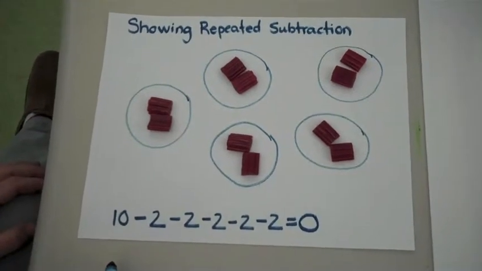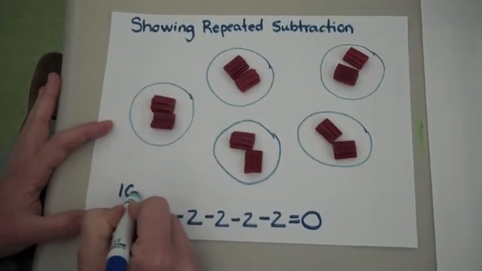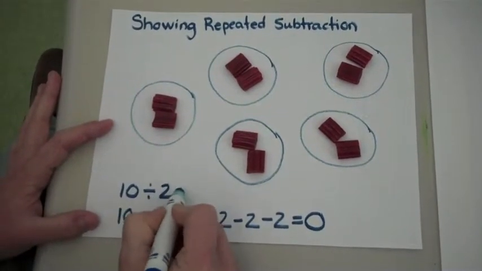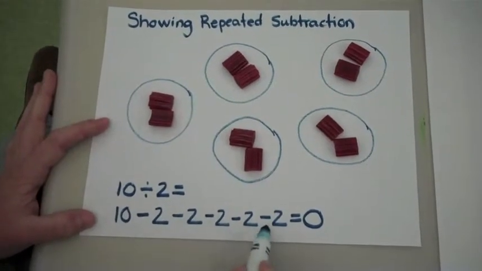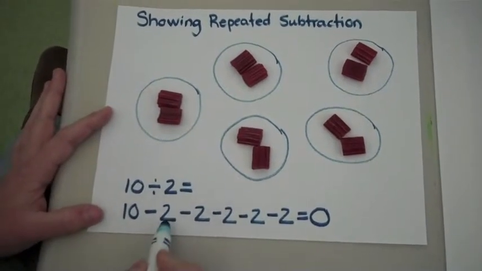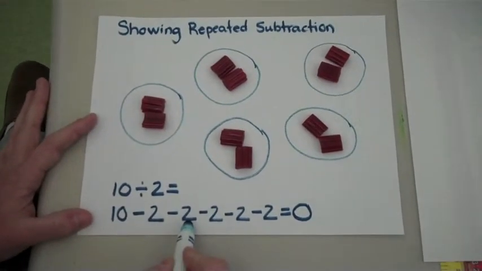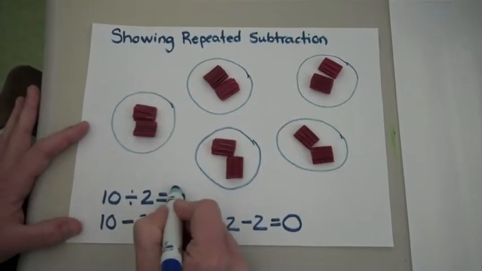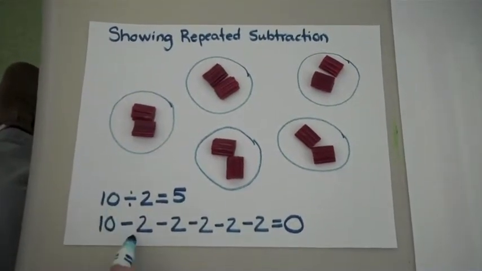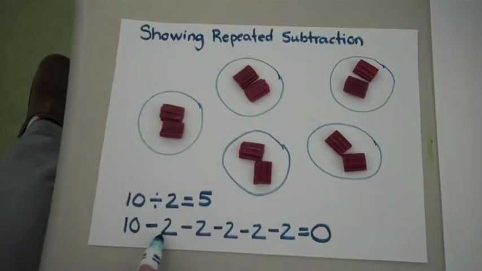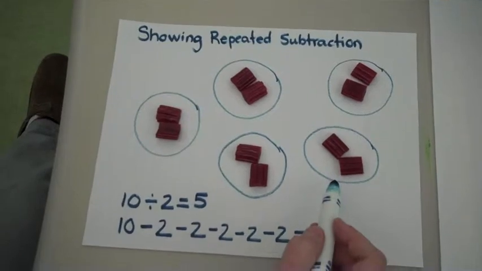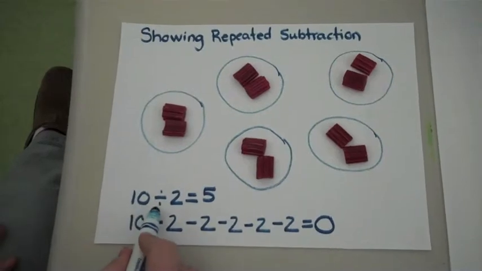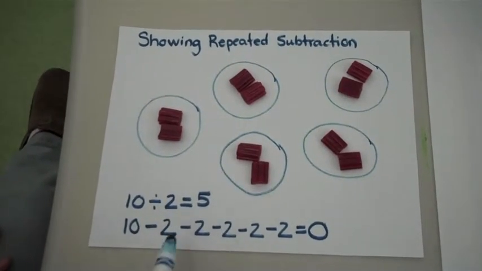So now when I'm looking at this, I can say that 10 divided by 2 will equal the number of times I had to subtract the number 2. So I had to subtract 2, 1, 2, 3, 4, 5 times. So the students will see that they had to take 2 away, and they put them into groups, equal groups, until they had 0 left. So 10 divided by 2 equals 5.